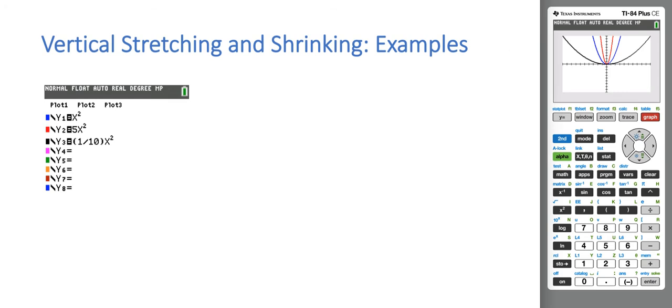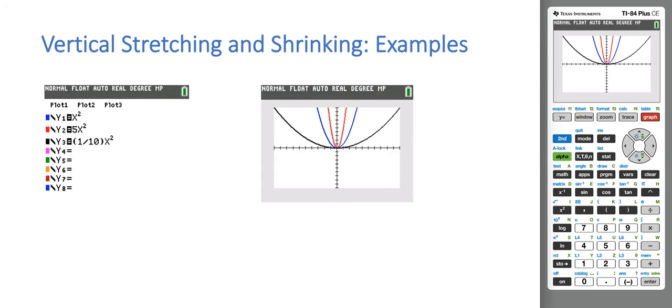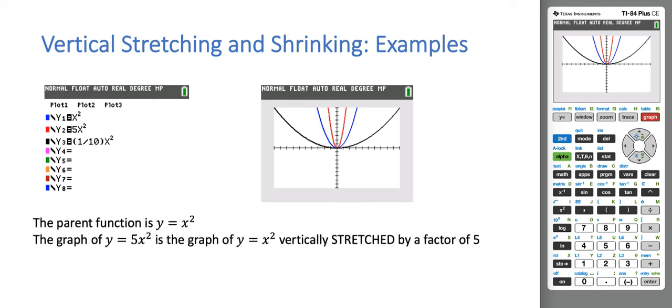So if you look at the graphs, we're going to talk about what happens here. Look at these graphs. Remember, the original graph, the parent function, if you will, is in blue. Now, what happened with the red function? When you multiplied by 5, what happened? Got skinny, right? And when you multiplied by 1/10, it got fat, if you will. So I like to say fractions make it fat. Fractions make it fat.